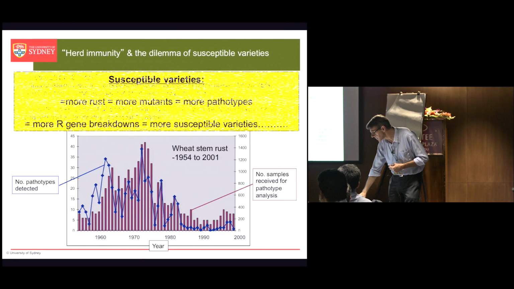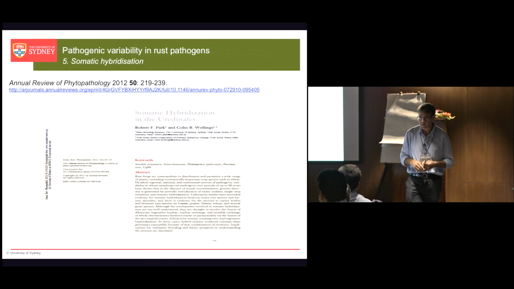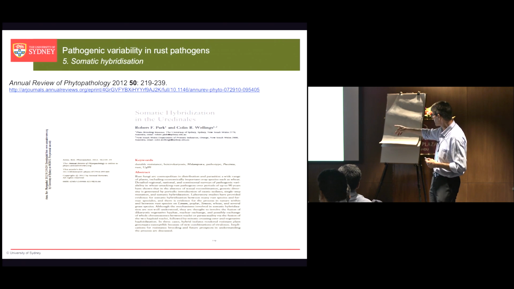Let's skip over that. Number 5, somatic hybridisation. What is somatic hybridisation? I think you're going to get a copy of this paper also in your handout. If you're particularly interested in what I'm about to talk about, you can go back and read this.